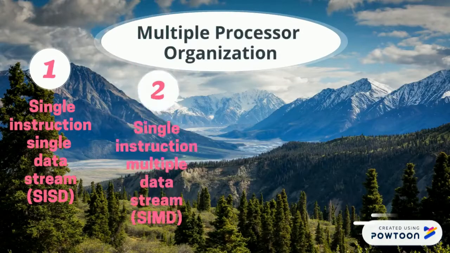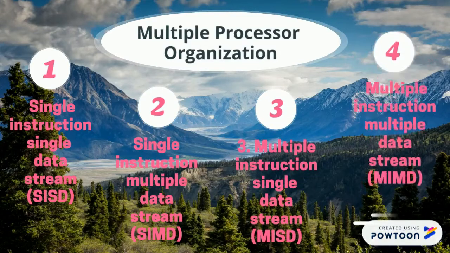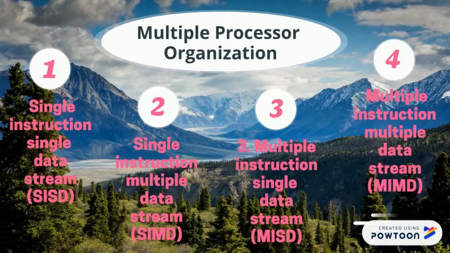There are four types of multiple processor organization. First, single instruction, single data stream. Second, single instruction, multiple data stream. Third, multiple instruction, single data stream. And fourth, multiple instruction, multiple data stream.